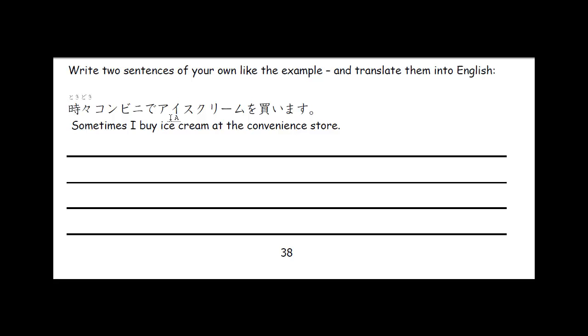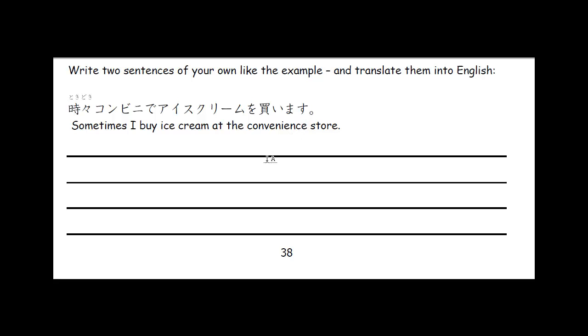Finally we've got ice cream o. And our object particle o tells us that the word before it, ice cream, is the object of our verb. In other words, if we ask the verb what, the answer will be ice cream. Finally, at the end of our sentence, so we must put it at the end of the sentence, comes our verb.